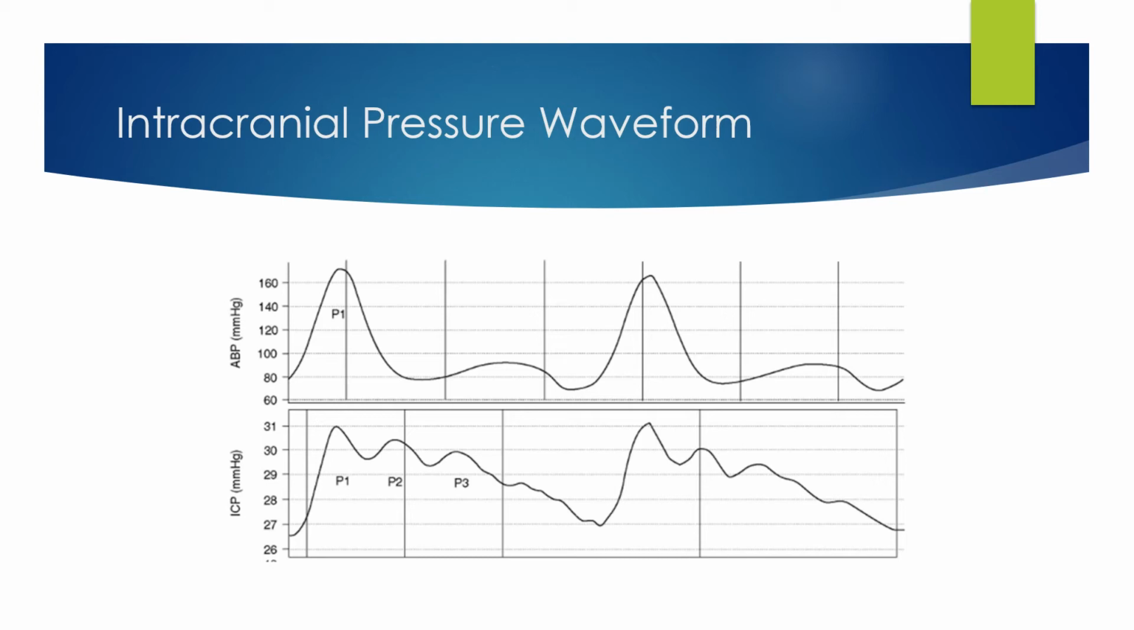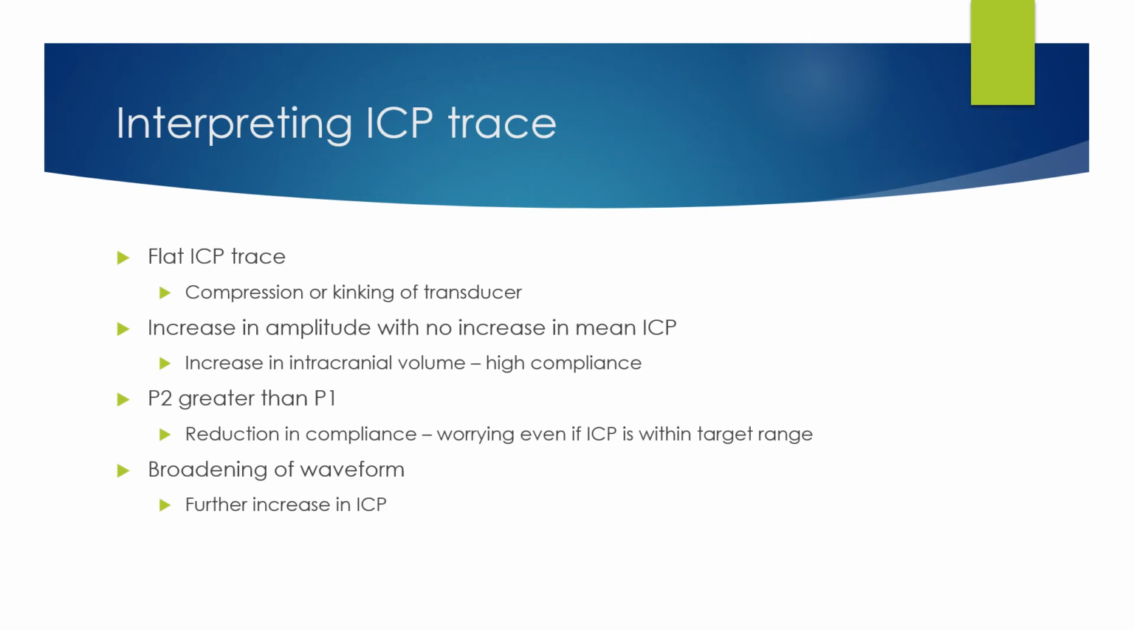Interpreting this waveform is important because it can give you a lot of information about what's happening with your patient. If you've got a flat ICP trace, you should consider that your transducer may be kinked or not reading properly. It's often an equipment problem rather than a patient problem there. If you see high amplitude but with no increase in your mean ICP, this is typically a sign that you have an increase in intracranial volume and a high compliance within the system, typically seen in perhaps more elderly patients whose brains have shrunk over time.